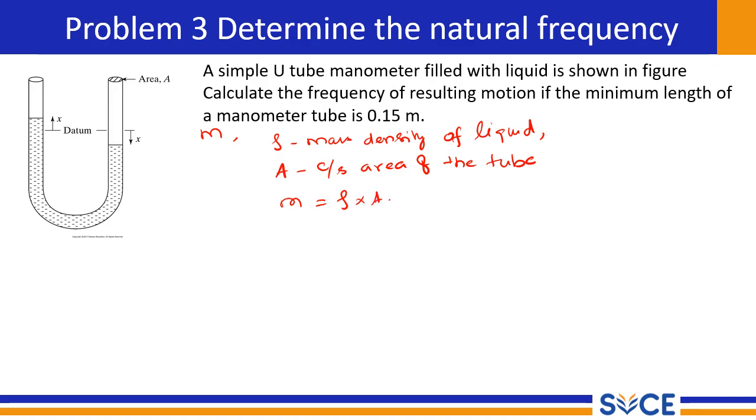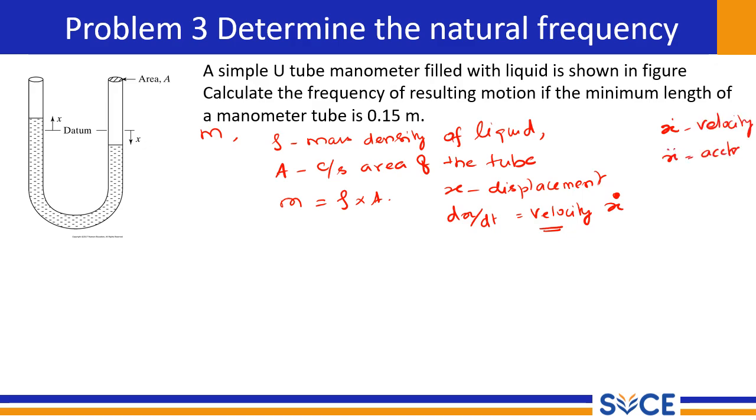When we say x is displacement, then dx by dt we can write as x dot, which means velocity. So in all our derivations, x dot means velocity, and x double dot means acceleration. That means x double dot means d square x by dt square. Now we go into this problem.